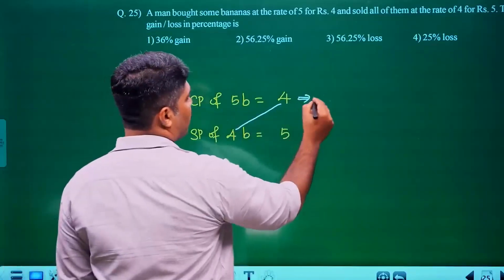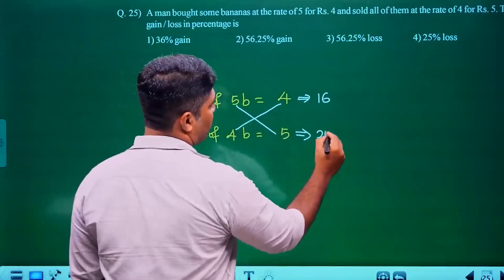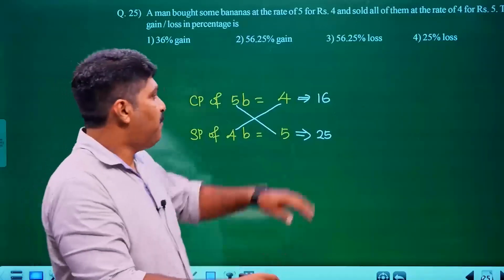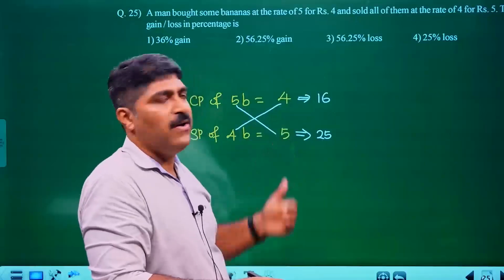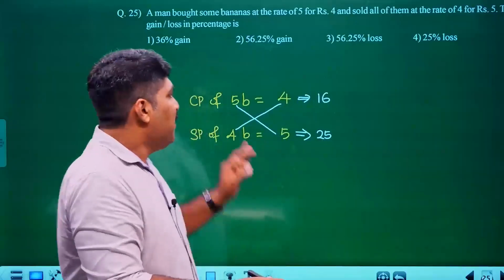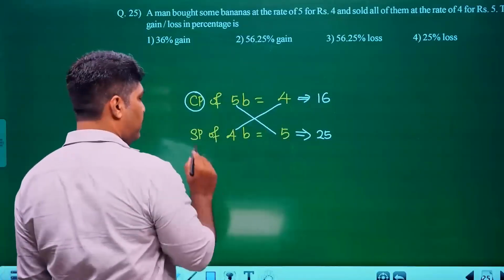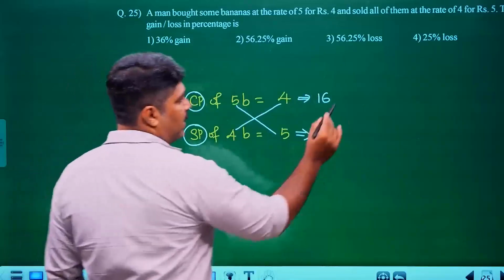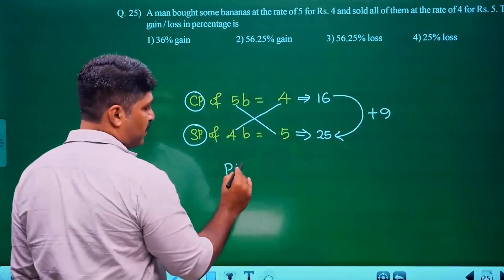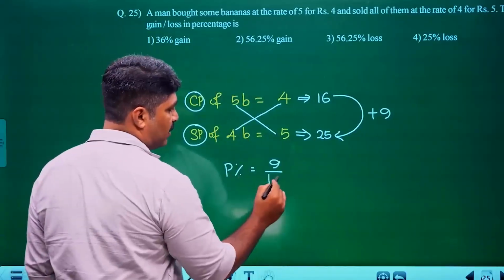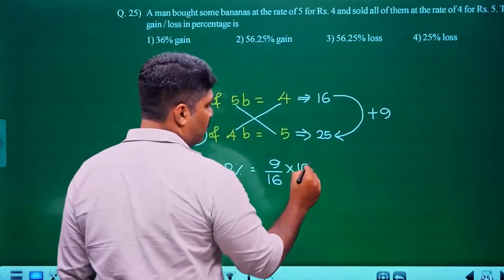So this is 4 into 4, that is equal to 16. Multiply these values together: 5 into 5 is equal to 25. Then after this multiplication, if these two values have any common factors, you can simplify them. But here we don't have any common factors. Then you consider 16 as cost price and 25 as selling price. This is the profit, so profit is 9. Then what is the profit percent? That is 9 by 16. Don't forget, we have to keep cost price as the base. 9 by 16 into 100%.